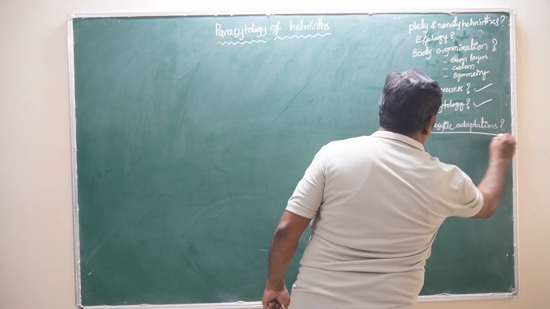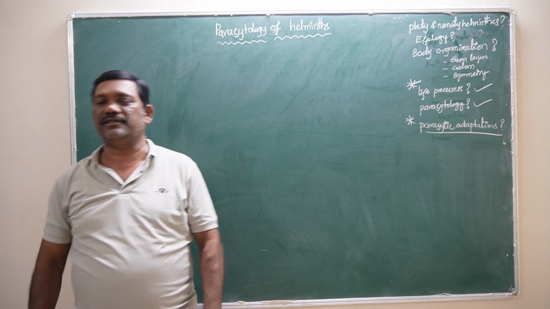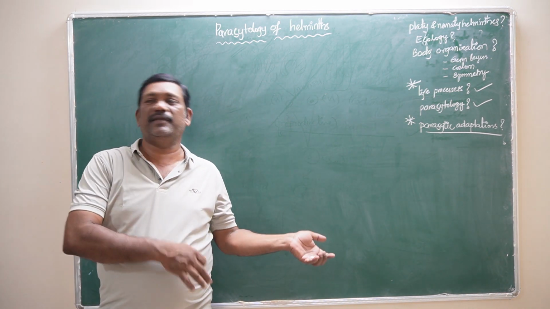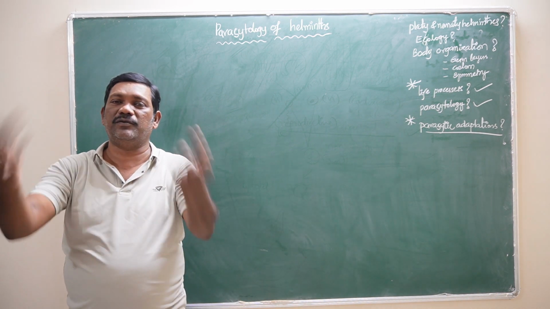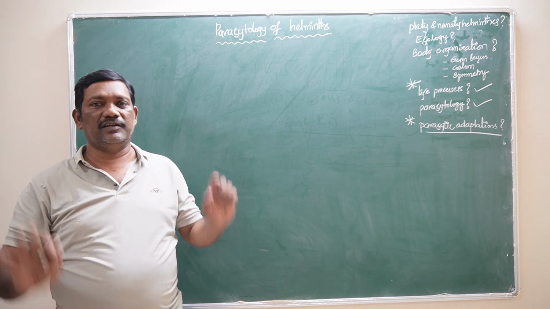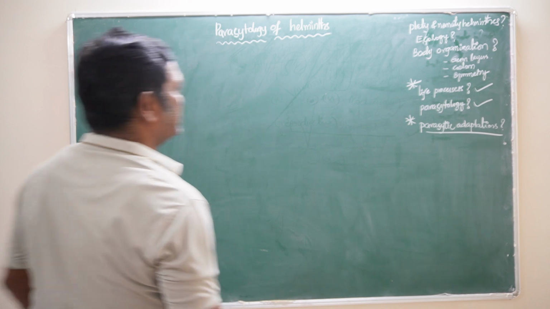Then our main important goal is to discuss the parasitic adaptations. What are the special adaptations that take place in the platyhelminthes and nematohelminthes to live in the host body? What are the organs developed? What are the organs reduced in their body? That is the discussion about the parasitic adaptations.